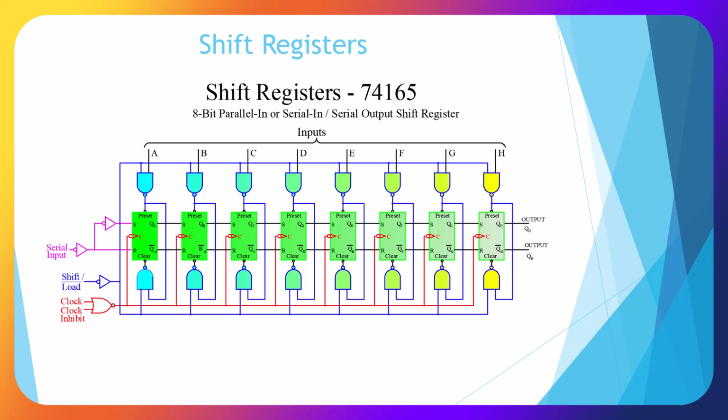Okay, here's another shift register, the 74165, 8-bit parallel or serial in, serial output. So we could put information in either parallel or serial, and we could clock it in, and we have the inputs parallel or serial, and then we could shift them, and we can shift them out.